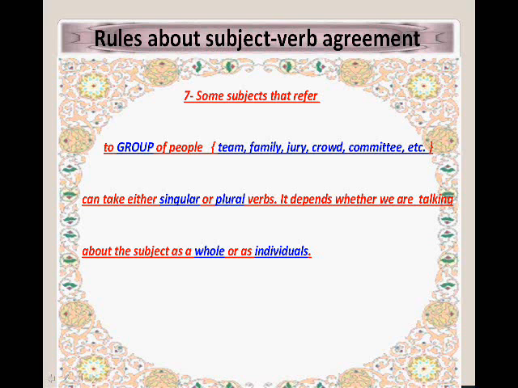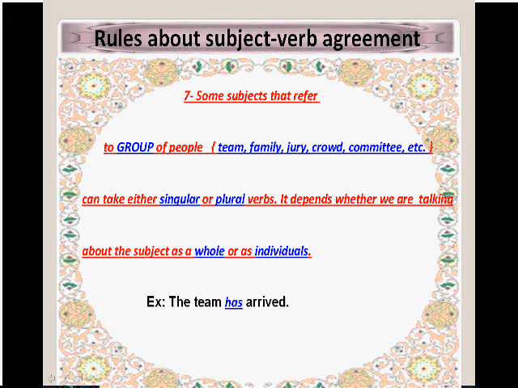Of course, the subjects that refer to group of people means some people together, like team. If we have football team, if we are talking about football, then there are 11 players, but we consider them as one team. Family, we have lots of members in the family, but again, they are one family, okay? So they are a whole. If in the case of the family, I talk about a mother or a father, then it will be individual person.